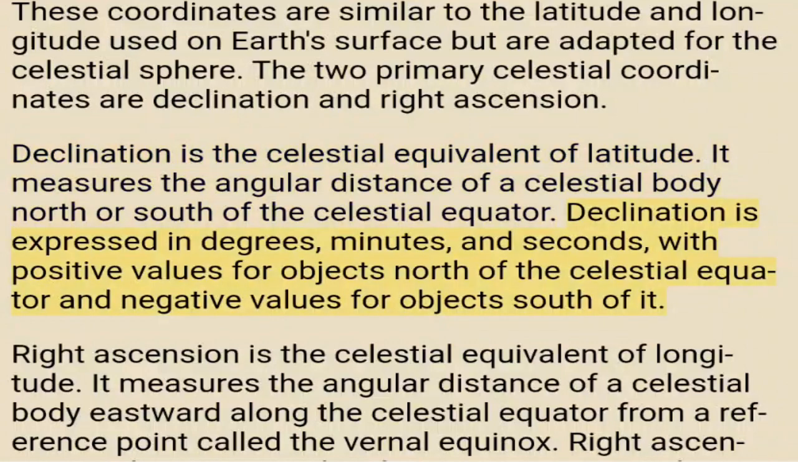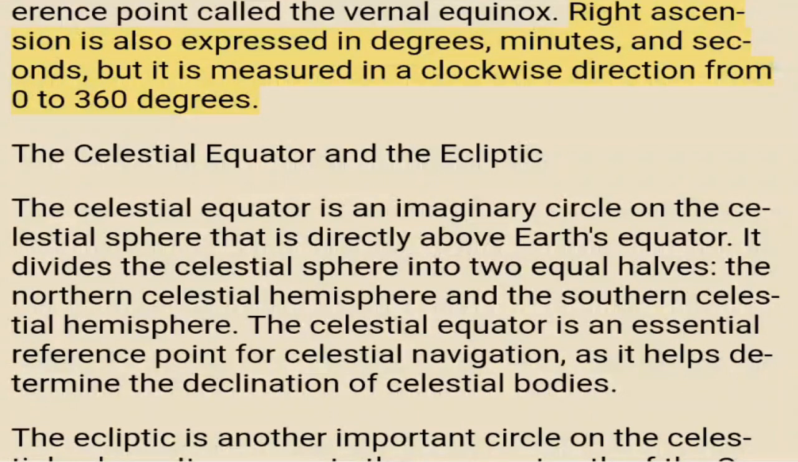Declination is expressed in degrees, minutes, and seconds, with positive values for objects north of the celestial equator and negative values for objects south of it. Right ascension is the celestial equivalent of longitude. It measures the angular distance of a celestial body eastward along the celestial equator from a reference point called the vernal equinox. Right ascension is also expressed in degrees, minutes, and seconds, but it is measured in a clockwise direction from 0 to 360 degrees.